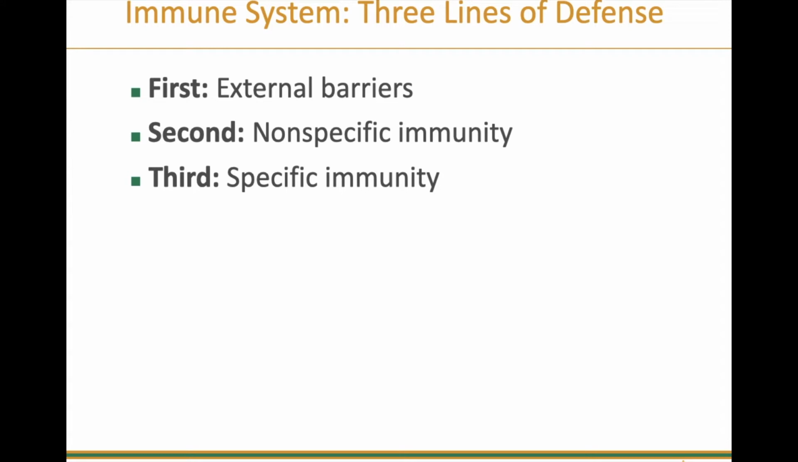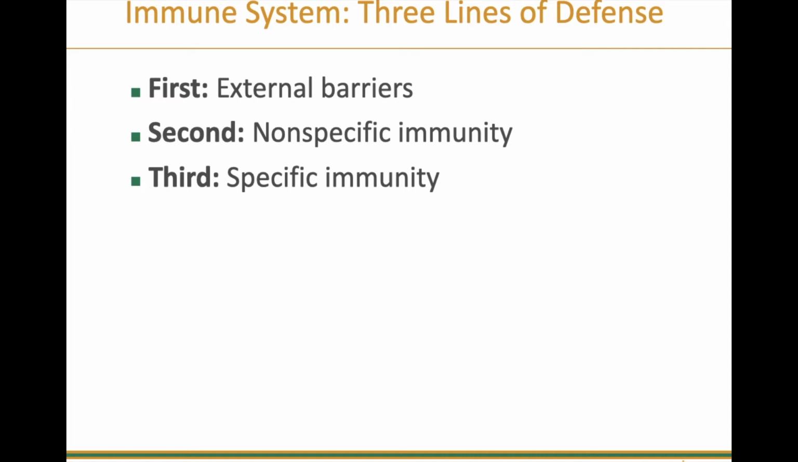Alright, so now we're going to switch more to the immune system and talk about the three lines of defense. So the first line is external barriers. That would be like your skin and your mucous membranes. Where there's holes in your skin, we have mucous membranes. Hopefully that mucus will trap any pathogens and keep it from making you sick.